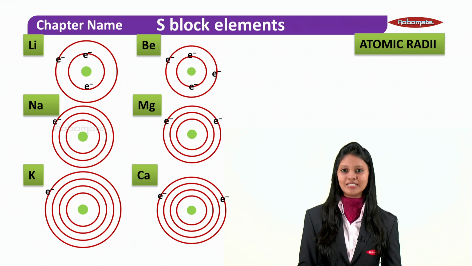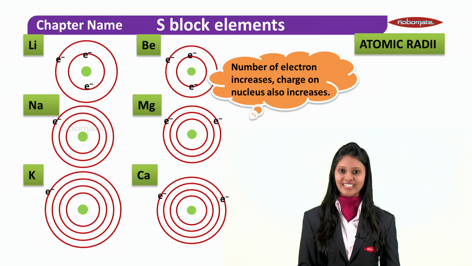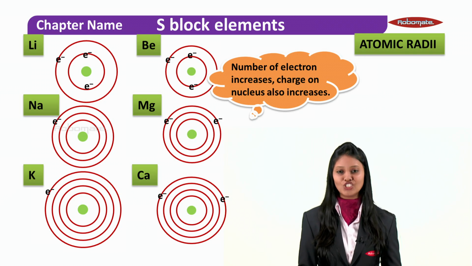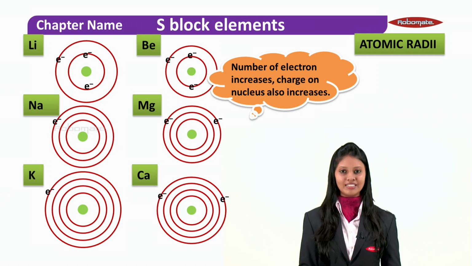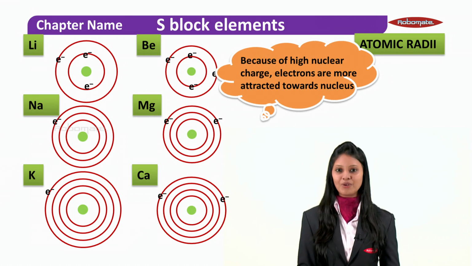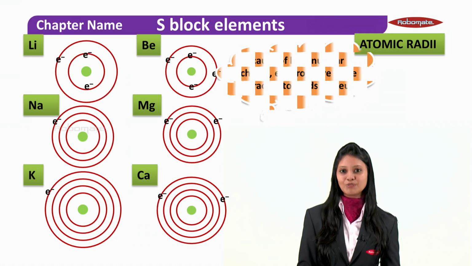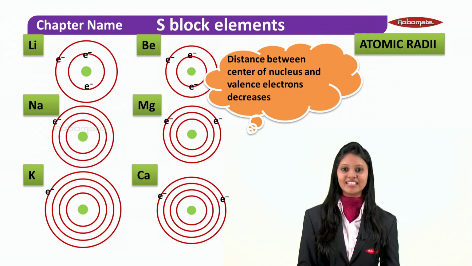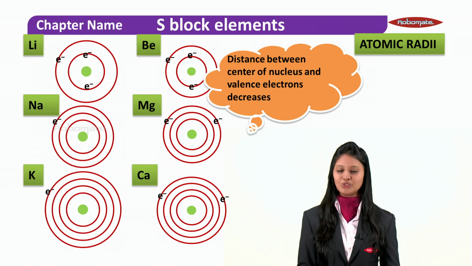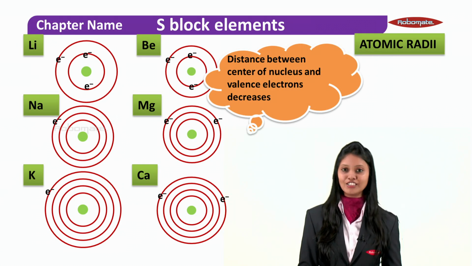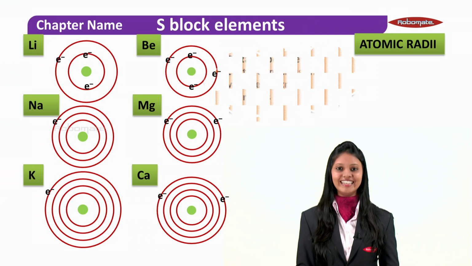As we move across the period, the number of electrons increases, and that's the reason the charge on the nucleus also increases. Because of the high nuclear charge, electrons are more attracted towards the nucleus, and that's the reason the distance between the center of the nucleus and the valence shell decreases. So we say as we move across the period, atomic radii decreases.